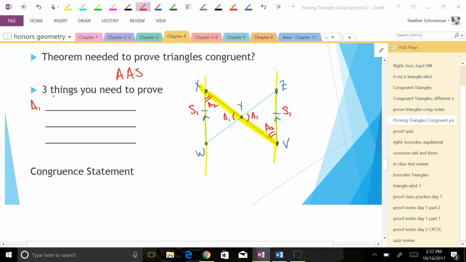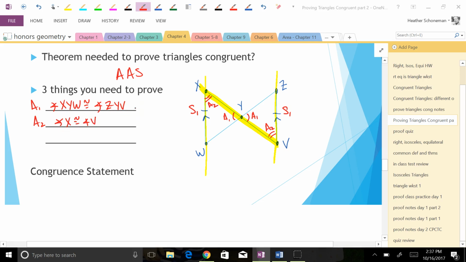Angle 1 was the vertical angles in the middle. If I just say angle Y, that's not going to be clear enough, so I'm going to need to use 3 letters. So the one on the left, I'm going to call angle XYW. And the one on the right, I'm going to call ZYV. That's angle 1. Angle 2 is the top left and the bottom right. Well, if I say angle X, you know exactly which angle I'm talking about, so you can just say angle X is congruent to angle V.